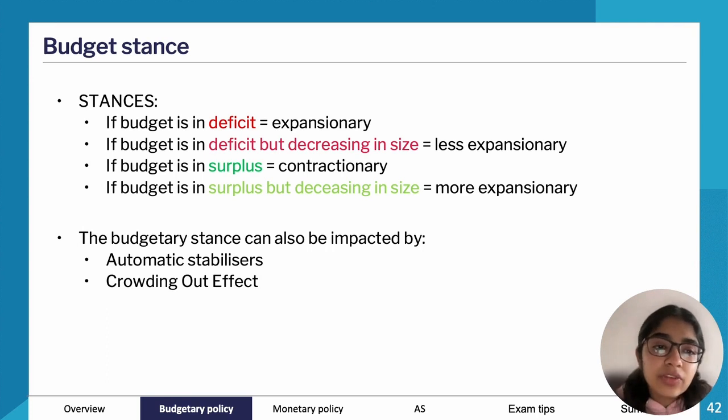Okay, and there are a lot of things that could impact your budget stance. It can be impacted by automatic stabilizers, which is really important. It's an important concept, and we'll get onto that in the next slide. It will also be impacted by the crowding out effect. That's a bit of a new concept, and that's also something we'll discuss in just a bit.